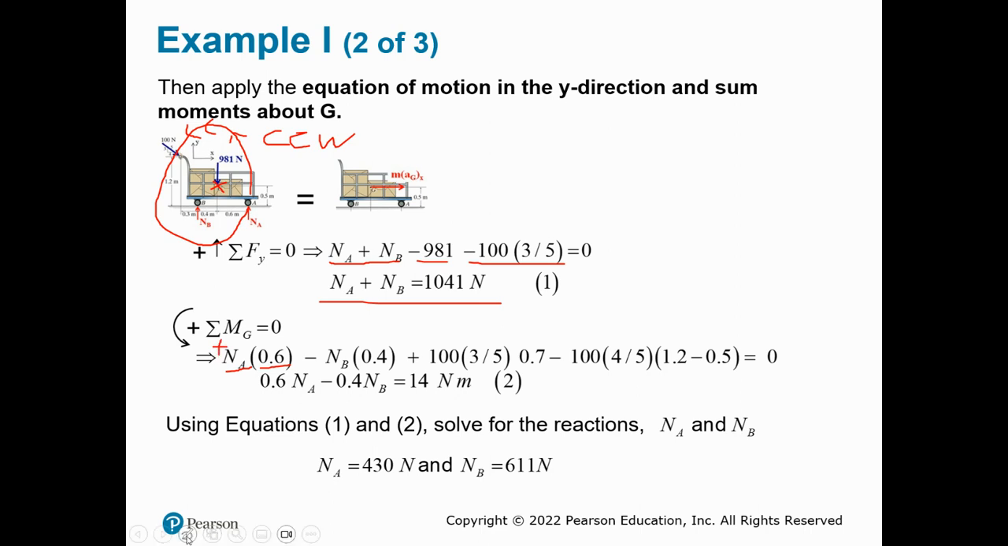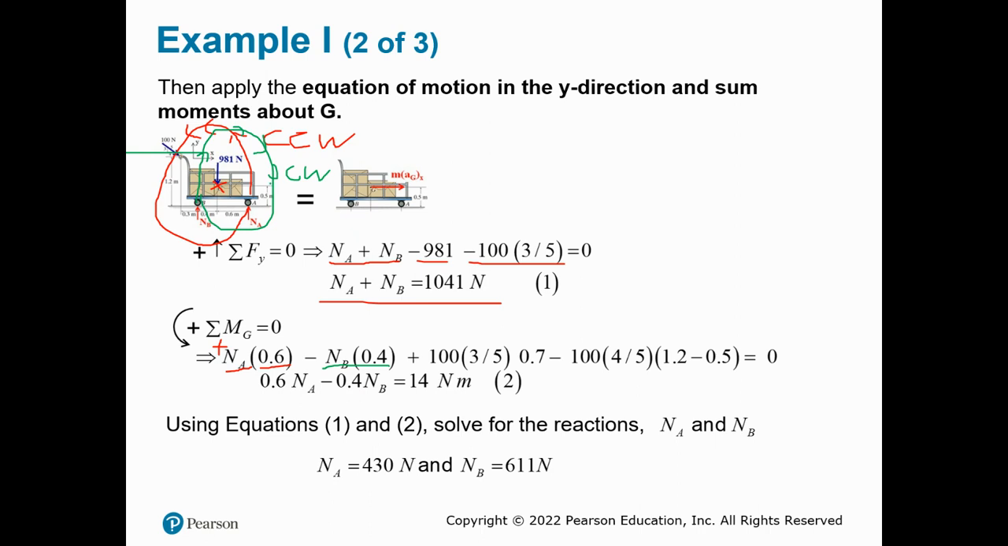And then NB, I'm going to use a different color. You have NB multiplied by the perpendicular distance, which will be 0.4. But this one right here is trying to rotate the opposite way. This is the green one, NB, rotating about point G. That's clockwise. That's why you have a negative sign here.